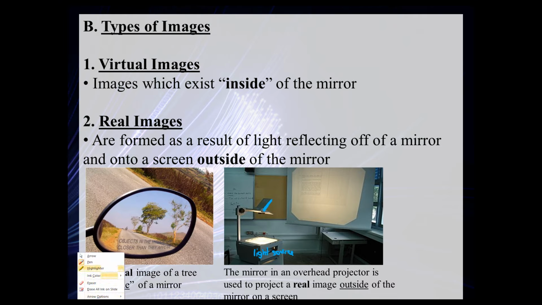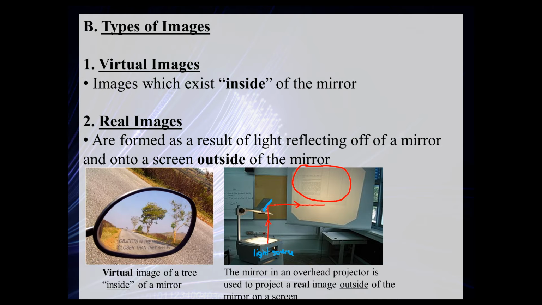And what this light does is the light passes through like your overhead transparency and then hits this mirror, and then you can project it onto the whiteboard or onto a screen. Now I can see a bunch of text from my overhead transparency.